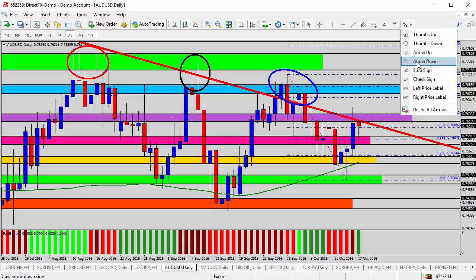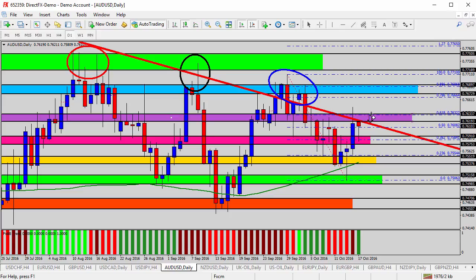As long as it's underneath there, I have no inclination to go long on this currency pair. Even though it's gone up for the past couple of days, no inclination to go long into 76.20. If anything, I might be looking for resistance and reversal from this significant price level for the Australian dollar today.